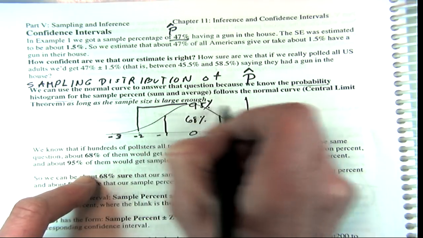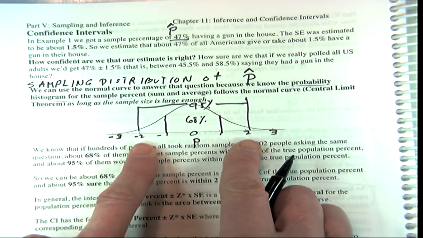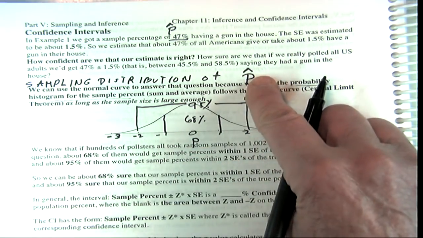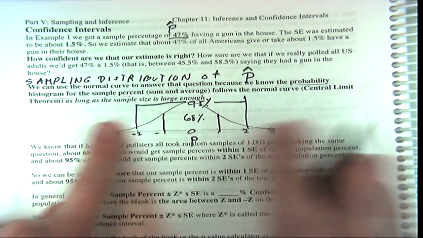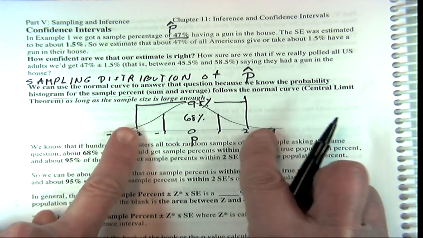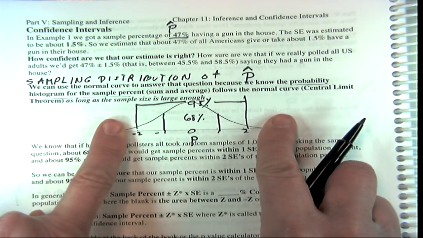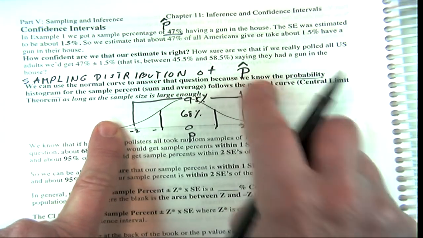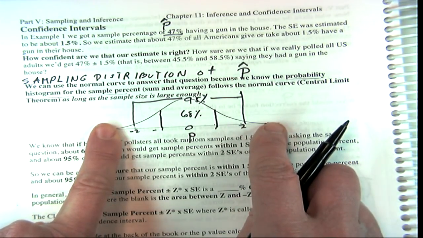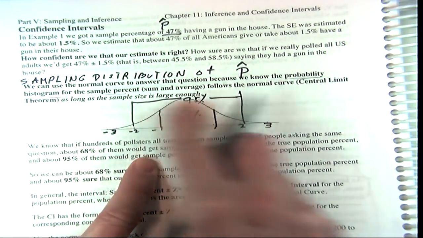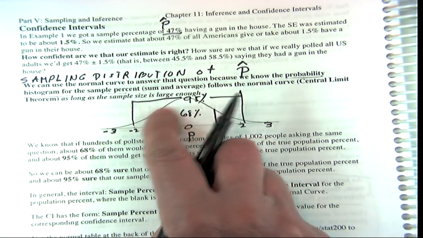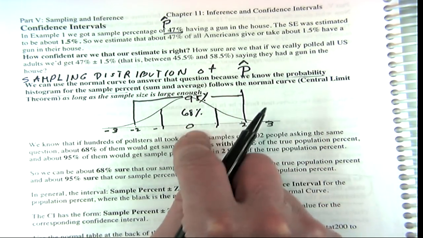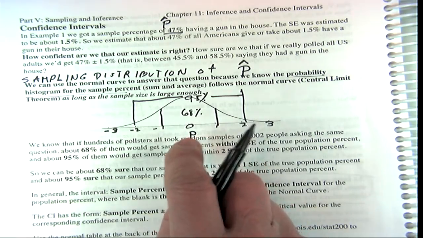95% of the time, they'll lie within two standard errors of our true population percent. Now, we just see one of these. Like this 47%, well, it might be outside those limits. 5% of the time, it's outside. And it's like a lemon of a sample. 5% of the time, it's going to be out here. We don't know. We only see this one. But 95% of the time, it's going to be in this range. So we can say 95% of the time, our sample percent will be within 2 standard errors of the true population percent.